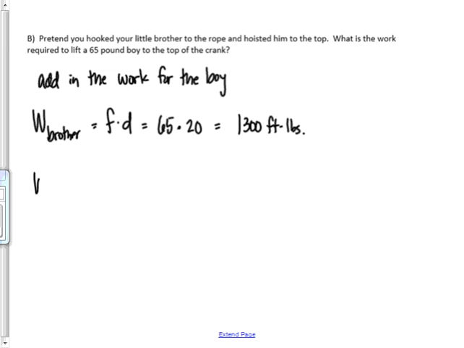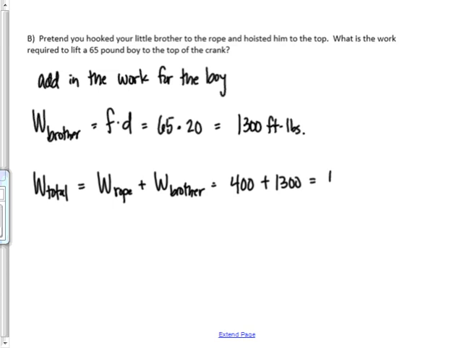So when you put it all together, the total work that you have done is the work of the rope plus the work for the brother. That was 400 that we got before plus this 1,300. So it's 1,700 foot-pounds of work.